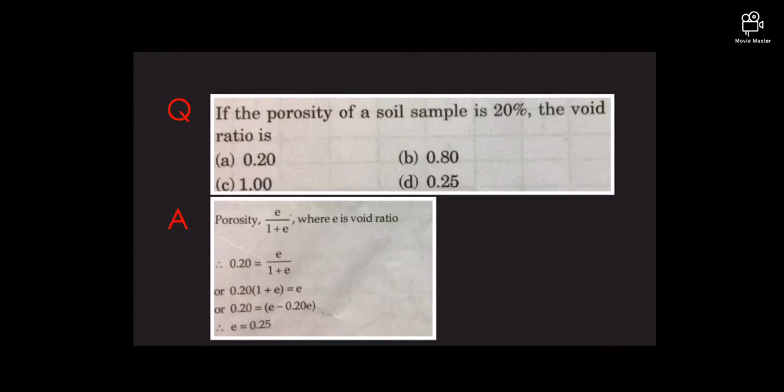If the porosity of a soil sample is 20%, the void ratio is what? So this also we can find out from the equation between n, that is porosity, and the void ratio. So n is equal to e by 1 plus e. Substituting the values, we are getting e is equal to 0.25.